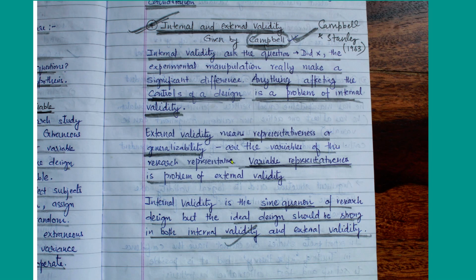External validity means representativeness or generalizability: are the variables of this research representative? Variable representativeness is the problem of external validity. These are the problems; why they are problems, I have written here also. Anything affecting the control of design is a problem. We will look at how representative the variables are when we cover validity in detail. So internal validity is the sine qua non of research design, but the ideal design should be strong in both internal validity and external validity.